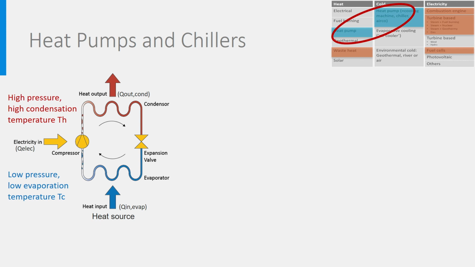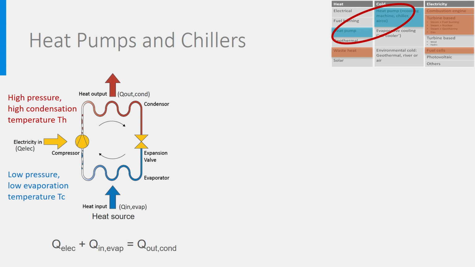When the cycle is optimized to produce heat at the condenser, we call it a heat pump. When the cycle is optimized to remove heat from the environment at the evaporator, we call it a chiller or air conditioner or a fridge. In all cases, because of the law of conservation of energy, the energy input to the heat pump, Q-elec plus Q in evap, equals the energy output, Q out cond.